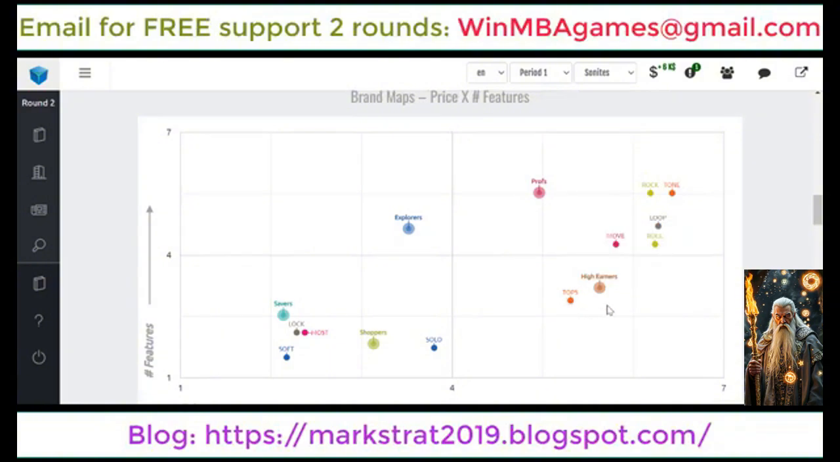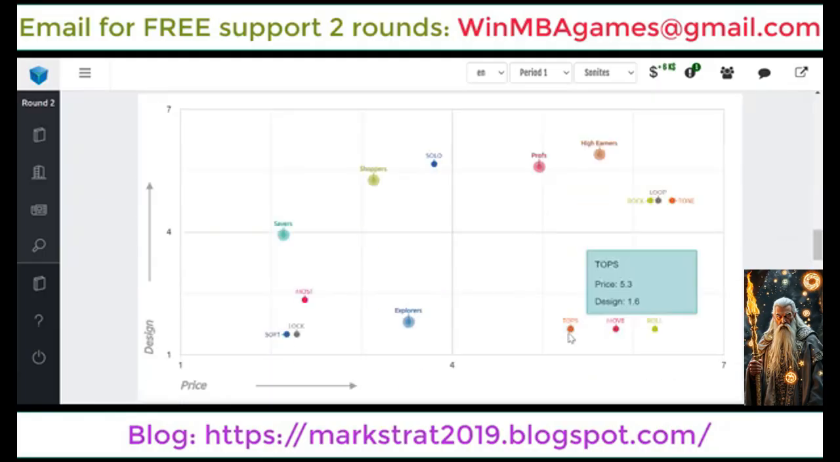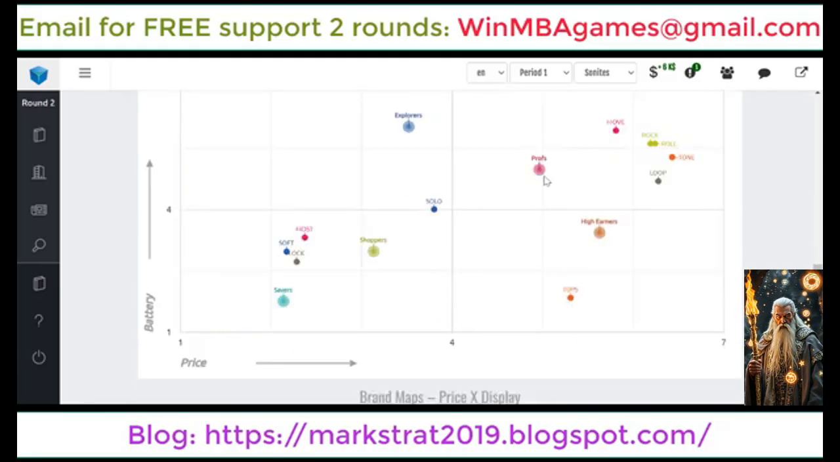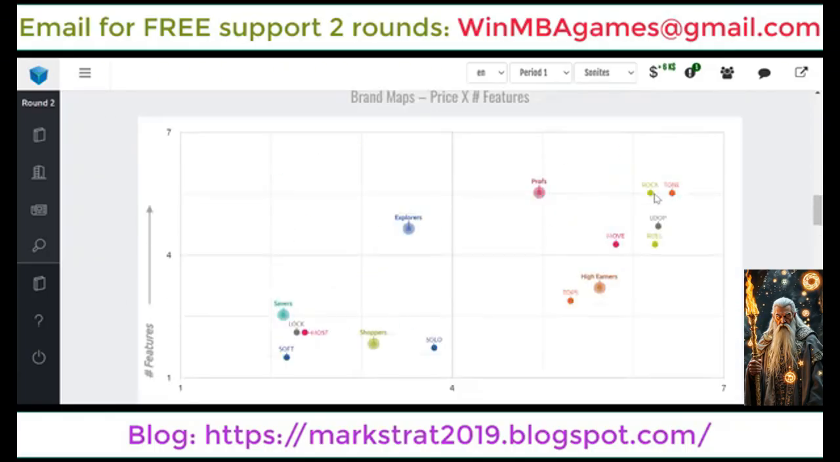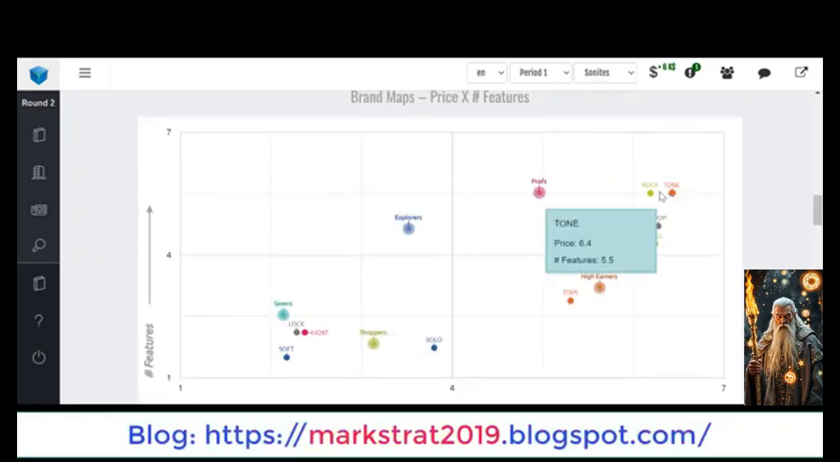Consider setting your advertising split based on target segments. Tops: 70% Explorer, 15% Professional, 15% Others. Torn: 50% High Earner, 40% Professional, 10% Others. Ensure your marketing plan supports your brand objectives and reflects insights from the consumer survey.